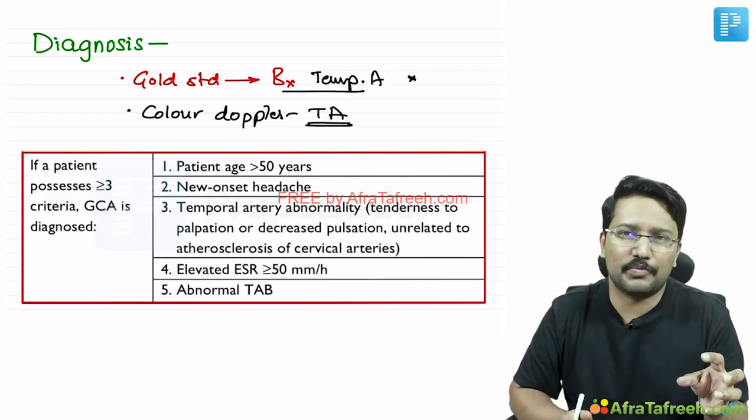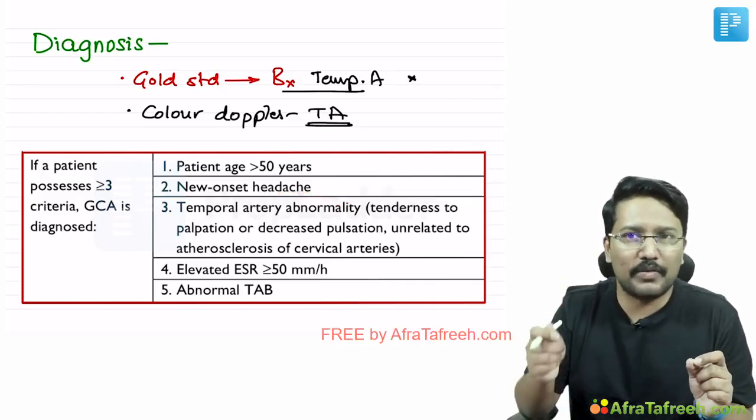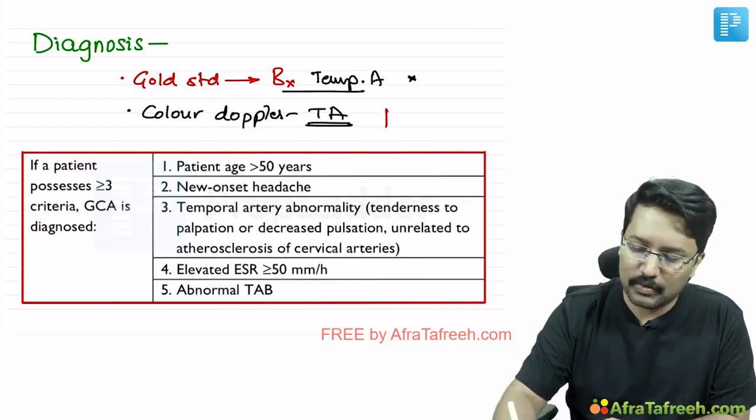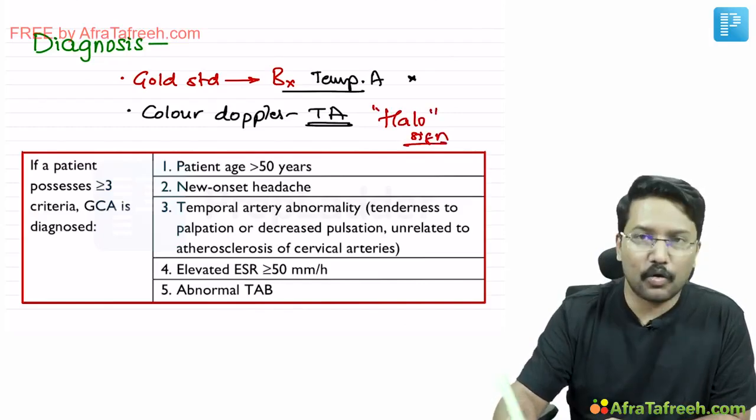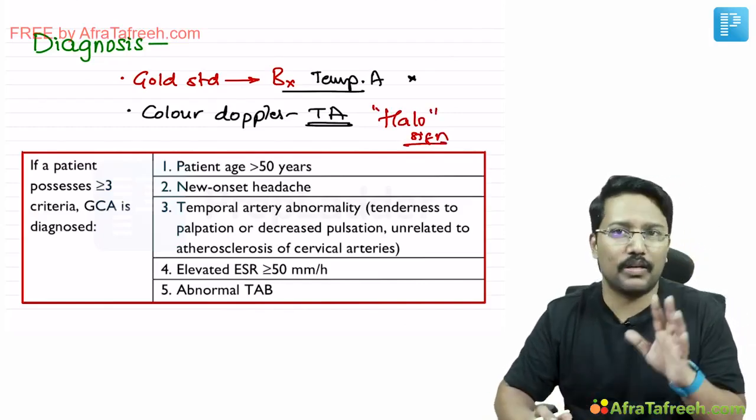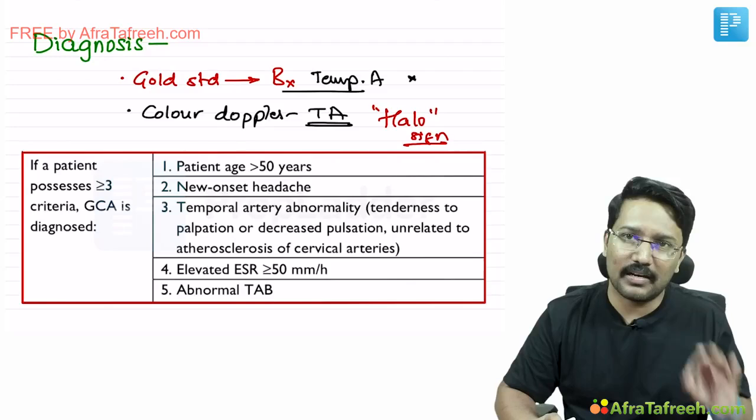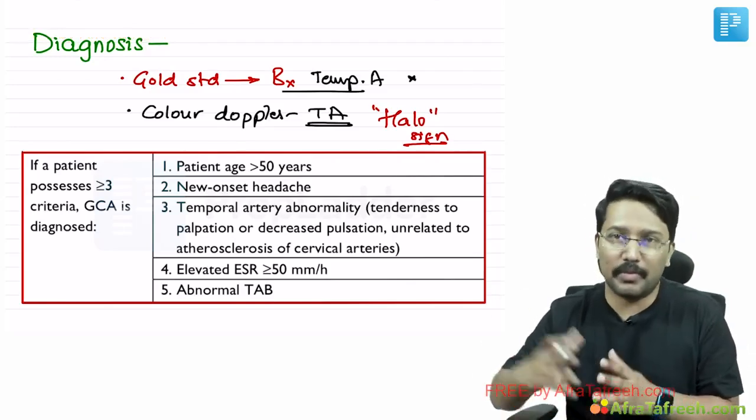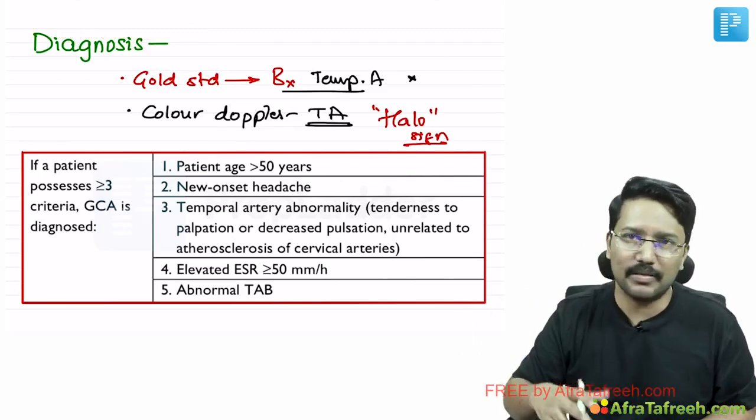If you have a strong clinical suspicion and you do a color Doppler of the temporal artery and you notice that the halo sign is present, then the diagnosis is almost certain. You don't need to go for the temporal artery biopsy. You can start treating the case as giant cell arteritis. In the absence of the halo sign, maybe you can work up further, but when it is present, it is almost diagnostic.